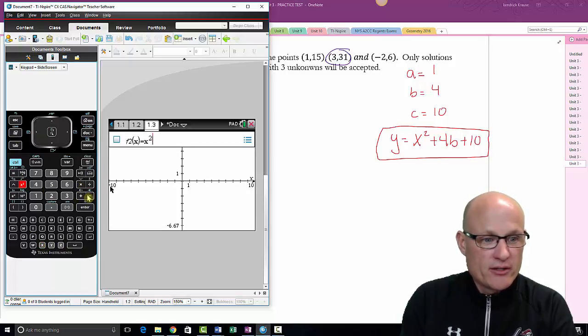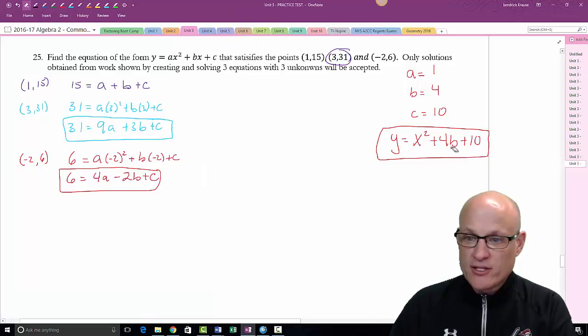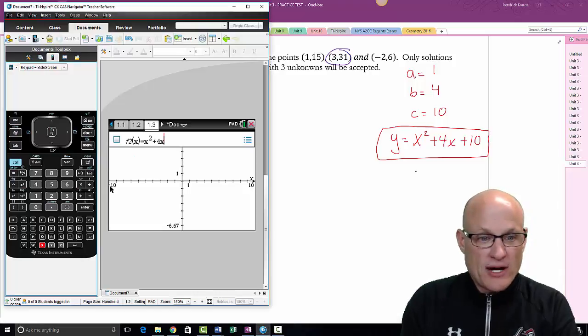x squared plus, this should be 4x. See, I already saw a mistake I made right here. This should be x. This should be 4x, not 4b. So I already would have caused some problems there. Plus 10. So there we go, I fixed something.